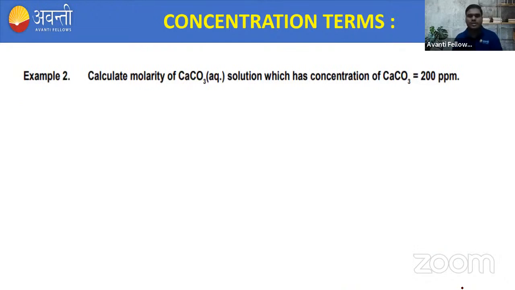चलो. Now, the next question is also very much similar to the first question itself. So let's see the solution of this question also. What does the question ask? In example 2, calculate the molarity of a calcium carbonate solution which has a concentration of 200 ppm. Here the concentration of calcium carbonate is given, which is equal to 200 ppm, and you have to calculate the molarity of the calcium carbonate aqueous solution, right?